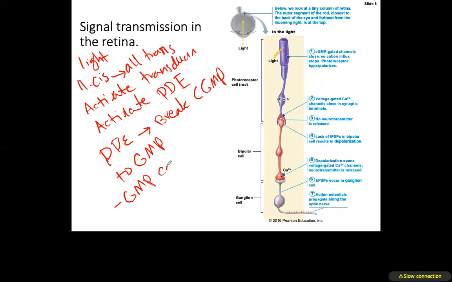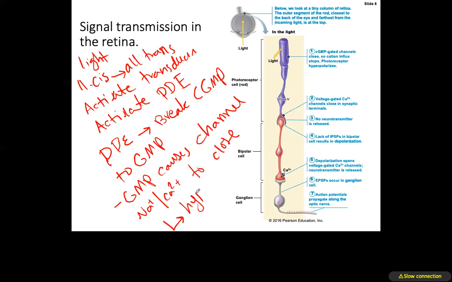GMP causes what? Causes channels for sodium and calcium to close, right? And that causes what? Hyperpolarization. So let's take a look. Here, cGMP gated channels are closed, like we discussed here. That causes what? Hyperpolarization. So if this neuron is hyperpolarized, there is no calcium.